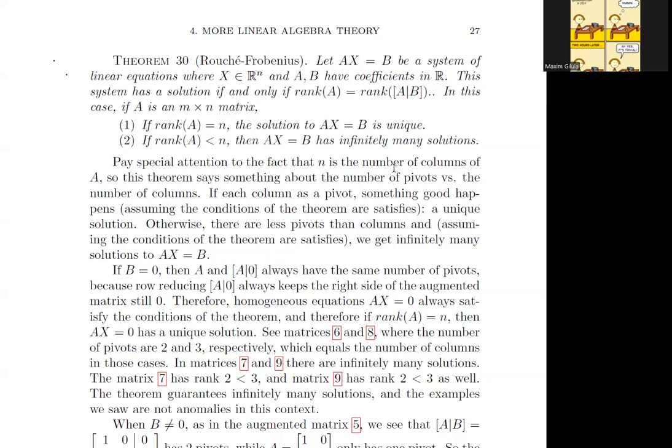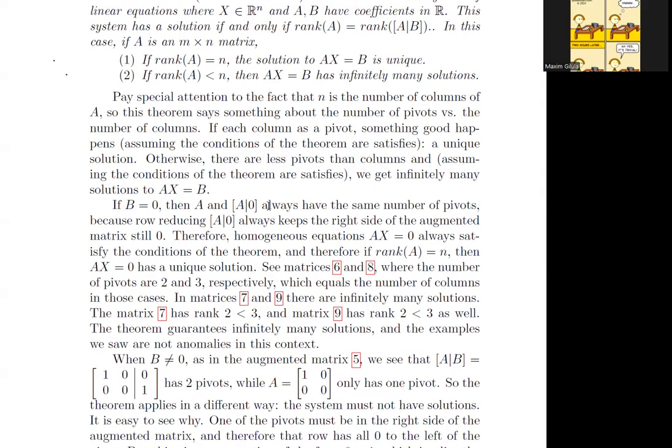So pay attention to the fact that n is the number of columns. So the theorem says something about the number of pivots versus the number of columns. If each column has a pivot, something good happens, assuming the conditions of the theorem are satisfied. If each column has a pivot, we get a unique solution. Otherwise, there are less pivots than columns, and we get infinitely many solutions to AX equals B. If B equals 0, then A and [A|0] always have the same number of pivots. So if we have a homogeneous equation, then the conditions of the theorem are always satisfied, and that's really nice.